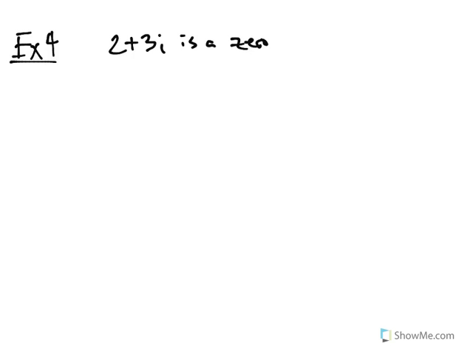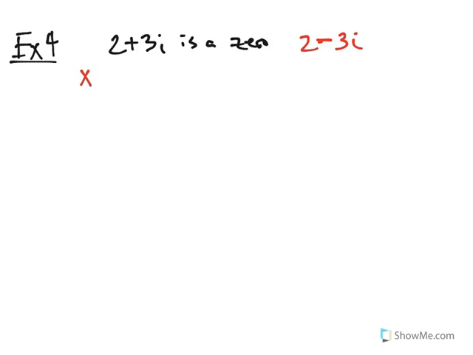Okay, for example 4, you're told that 2 plus 3i is a 0, which means 2 minus 3i will also be a solution as well. So they're conjugates. Now, when we do long division with this in a minute, we can't do synthetic division with imaginary numbers, so we're going to have to use long division. I'm going to set these two up and get the factored form.